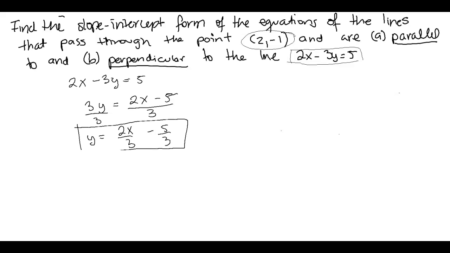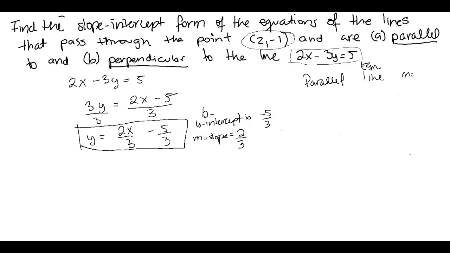So from this equation right here, I can gather some information. The y-intercept for this equation is -5 over 3, and the slope is 2/3. Now I want to find an equation of a line that is parallel. If the line is parallel, it has to have the same slope. Now, what equation am I going to use to find the equation of a parallel line?